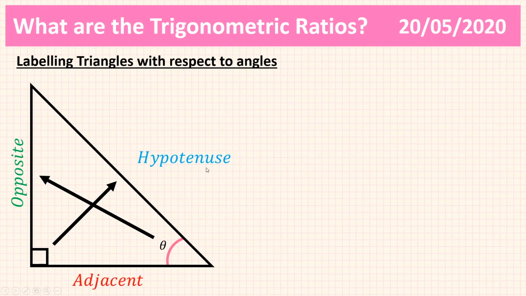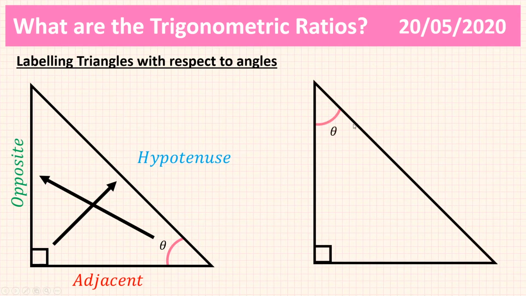So I've got the hypotenuse, which is the longest side of a right angle triangle, always opposite the right angle. The opposite, which is one of the shorter sides of a right angle triangle, which is always opposite the angle given, and the adjacent, which is the remaining side.